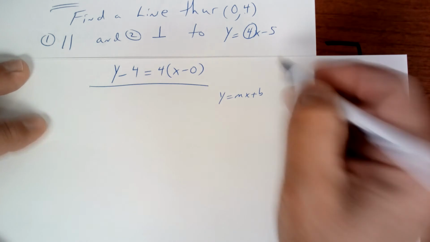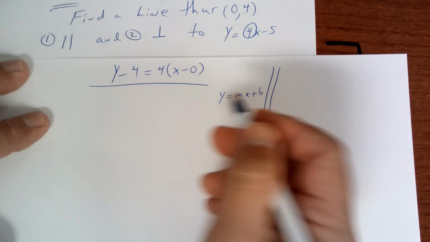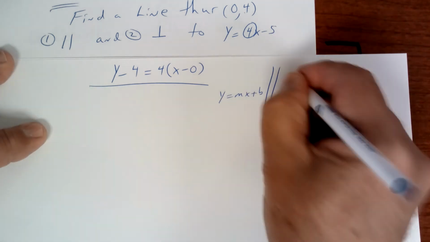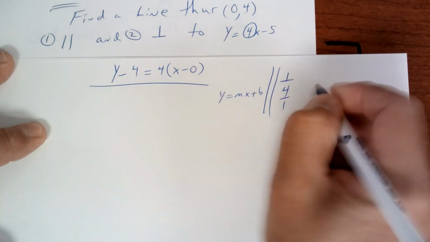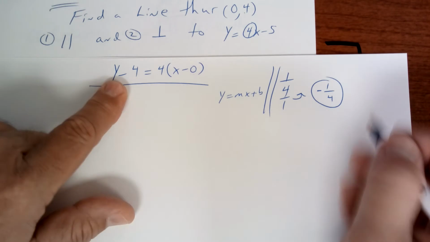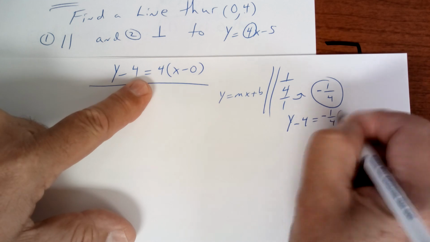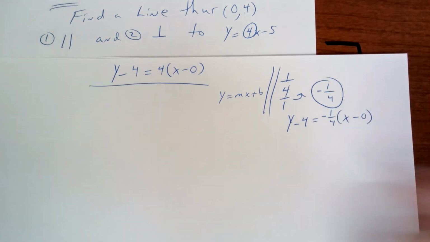To get perpendicular, you're going to take 4, you're going to make it a fraction, you're going to flip it and change the sign. So that becomes a negative 1/4. So it's going to be y minus 4 equals negative 1/4 x minus 0. Now if you didn't learn this before, you need to learn it now.